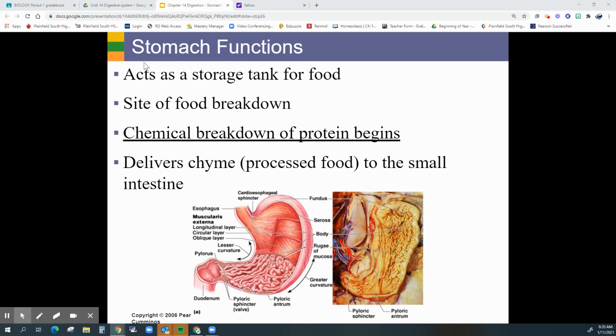Stomach functions, all right? So for the most part, the stomach is just for storage.